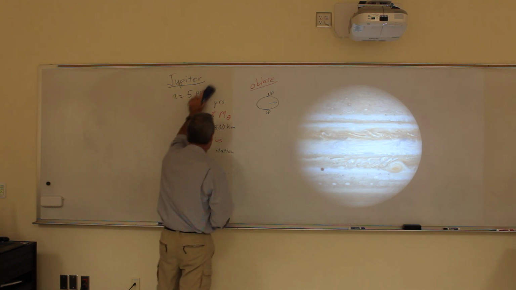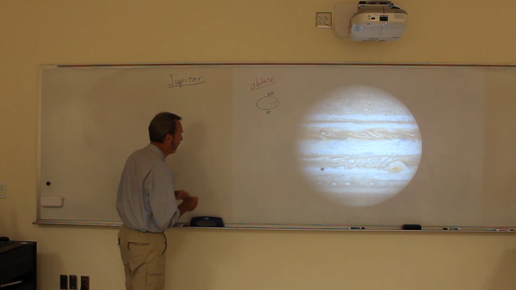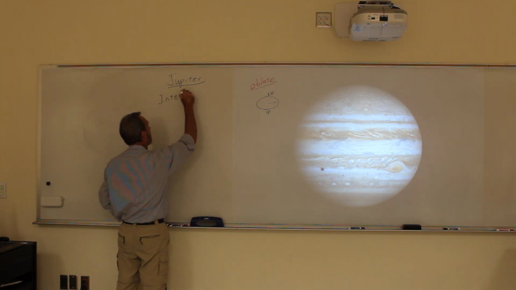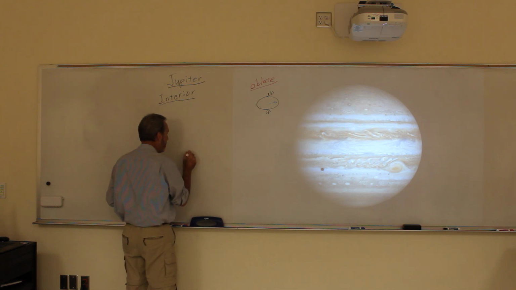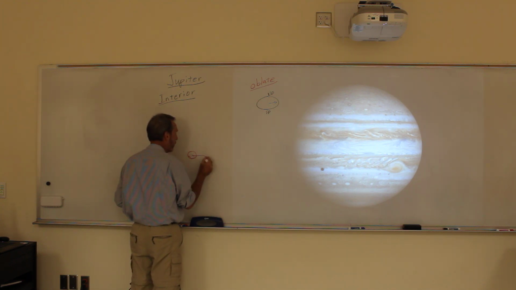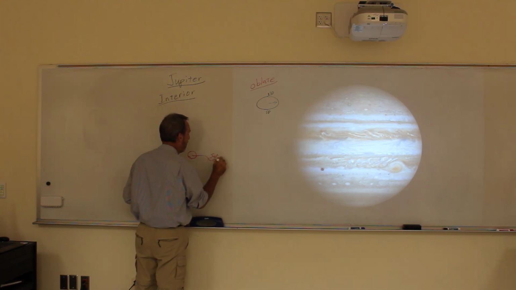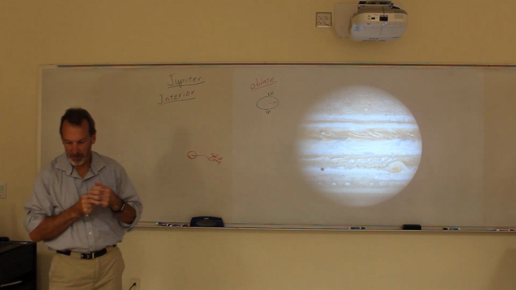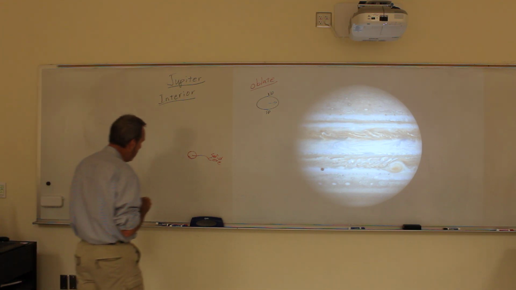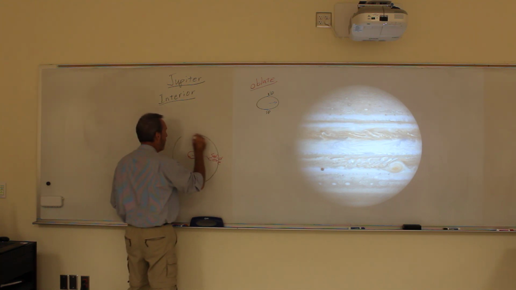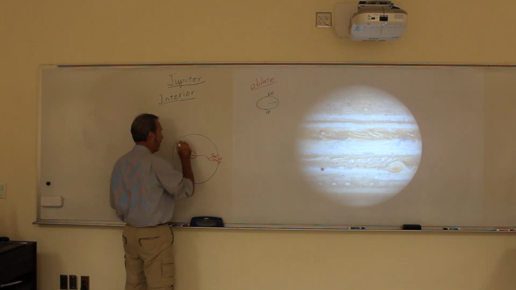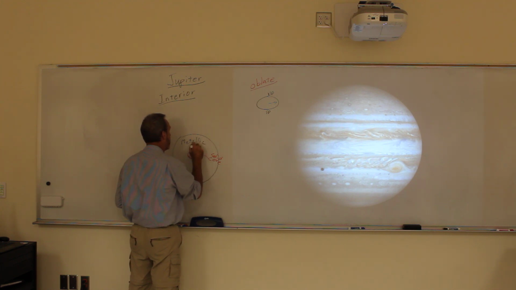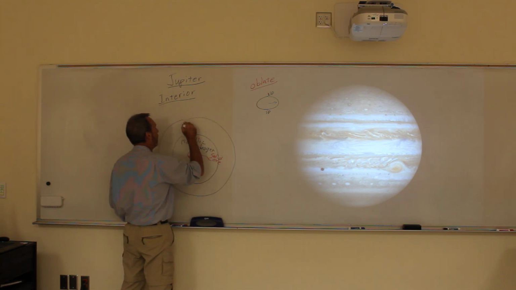So let's talk about what we think the interior of Jupiter is like. We think that Jupiter has a small rocky core, maybe about Earth size. A solid core in here that's probably about Earth size, give or take. And then around that we have a region here which we call our metallic hydrogen layer. And then we have the outer layer, which is the molecular hydrogen.